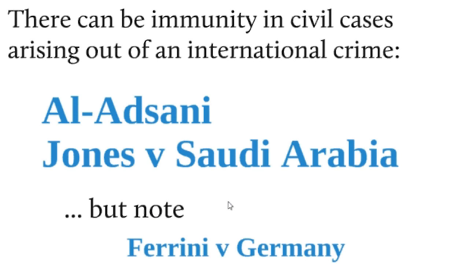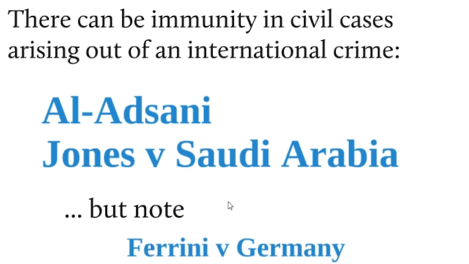These were essentially decided on the theory that there is in the law of immunity a distinction between procedure and substance, that the substantive liability was not extinguished, but the national courts in question were simply not competent to hear the case.